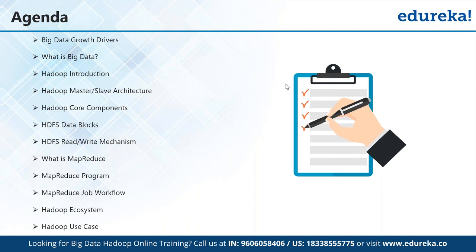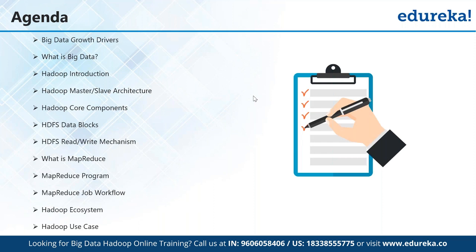Then we will discuss Hadoop master slave architecture and its core components. Slowly we get into what exactly the Hadoop framework is. That's where we get into master slave architecture, its core components, the HDFS data blocks. You may not understand all of them as we speak now, but the moment we get into all of them, you'll start making sense of all these different terms that you see on the screen now.